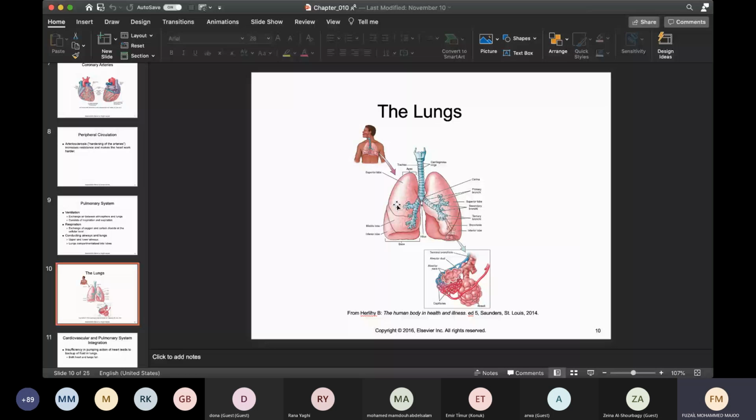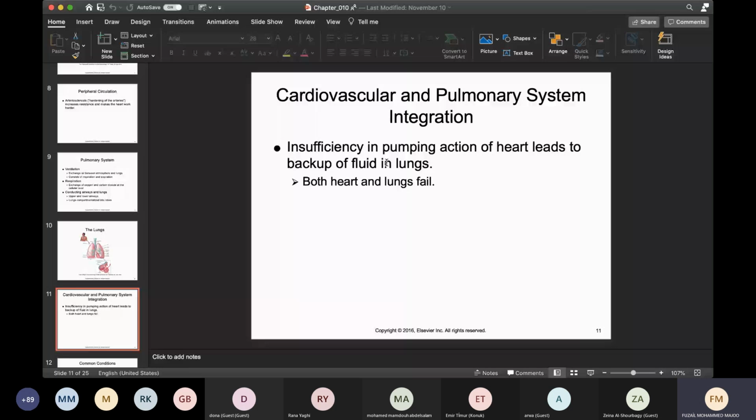Now, insufficiency in the pumping action of the heart is going to end up leading to fluid backing up in the lungs. In other words, if the left side of the heart is not able to push blood out efficiently, then blood will start getting backed up into the lungs. That's one of it, and it's a type of heart failure. Eventually that would lead to not only heart failure but also lung failure, as the lung tissues start to get damaged because of overstretching.